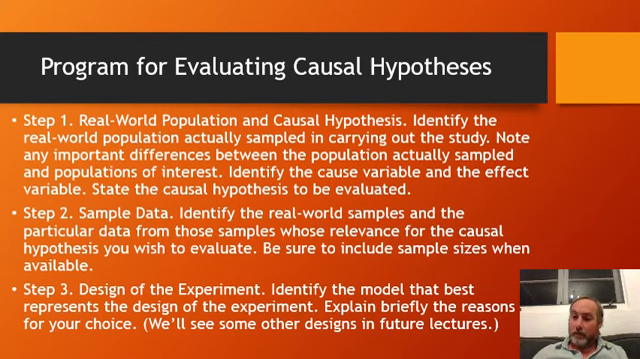Step two, the data. Identify the real world samples and the particular data they found from those samples. What were the relative frequencies of the property of interest in the two samples? Be sure to give the sample sizes if they give it to you.